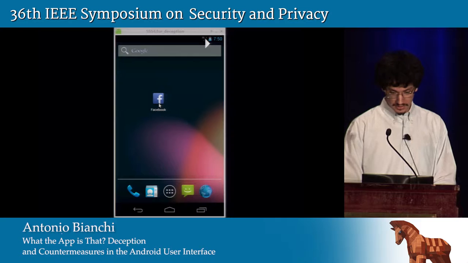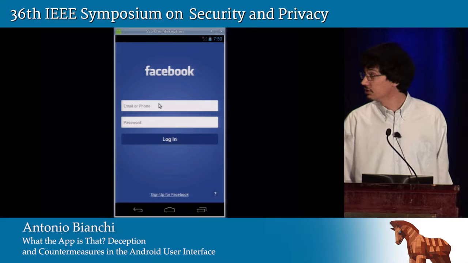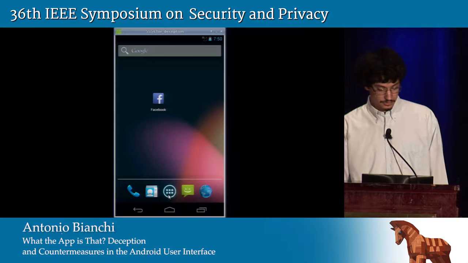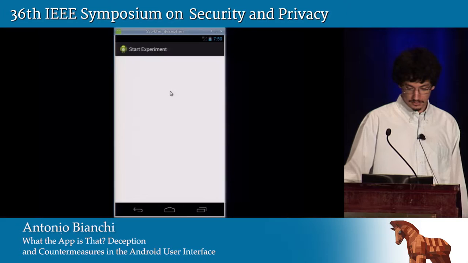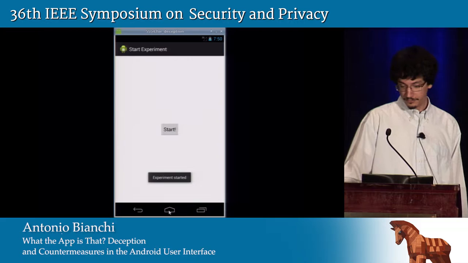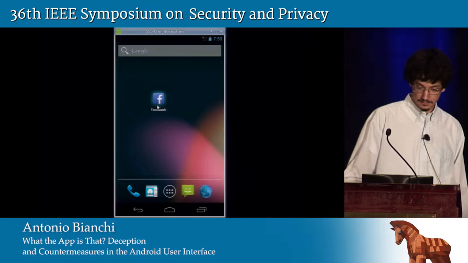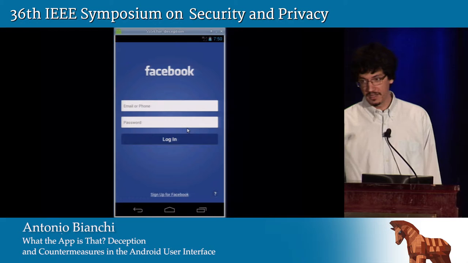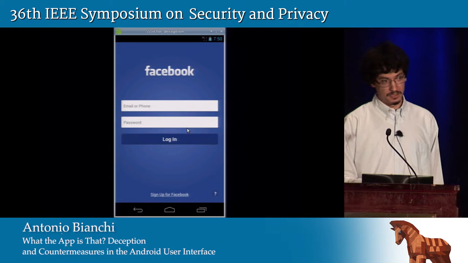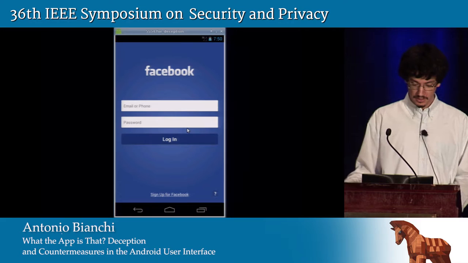So in this video, a user simply opened Facebook. This is the legitimate Facebook login page. Now we are going to open a malicious application. So this is the malicious application, and now it is running in the background. Now the user is trying to open Facebook again. But what you see here appears exactly as the original Facebook login page, but it is not. It is a window spawned by the malicious application because the malicious application detected that the user was trying to open the legitimate Facebook application and covered it with a malicious Facebook login page.